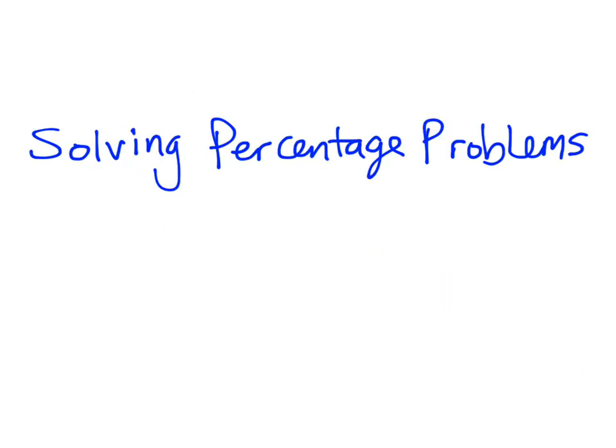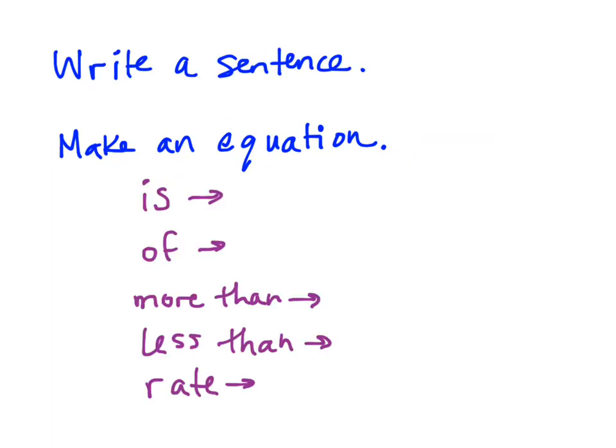Let's also talk about solving percentage problems. And let's continue to use the three-step process of understanding the problem, solving it, and then explaining it. All right, so here are some general suggestions to understand the problem. Try to write it as a complete sentence and use some of these key words like is, of, more than, less than, and rate. And then start by making an equation, and that would give you a way to be able to solve the problem.